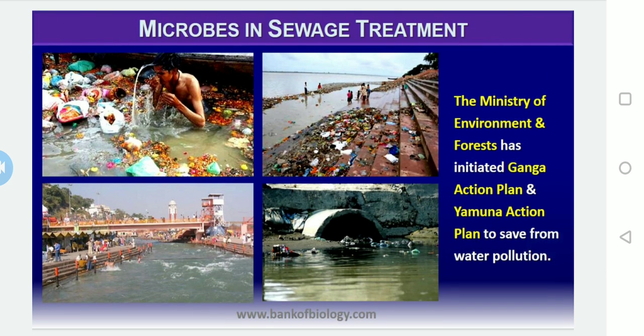Yes, so just now as I said, as the primary and the secondary treatment completes, the Ministry of Environment and Forests has initiated the Ganga Action Plan and Yamuna Action Plan to save the rivers from water pollution. See, these are exactly as earlier, but now the time has changed. Because the central government has initiated these action plans seriously, the Ganga Action Plan and Yamuna Action Plan, compared to earlier it is very clean, and we can identify a much less polluted, pollution-free environment.